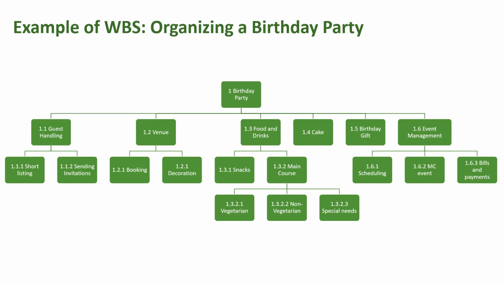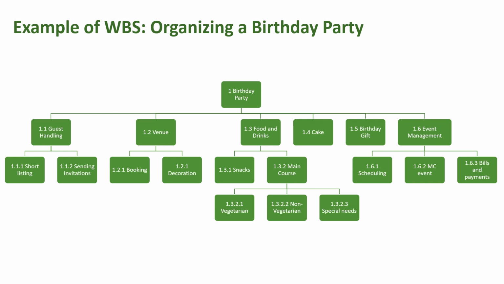Similarly, these activities can be further subdivided into other smaller work packages where there is a lot of detailing required, like in the example of foods and drinks, where we have divided it into snacks and main course, and further main course is divided into vegetarian, non-vegetarian, and special needs. Special needs may be something where guests may be allergic to some kind of food and you will need to have special arrangements for them.